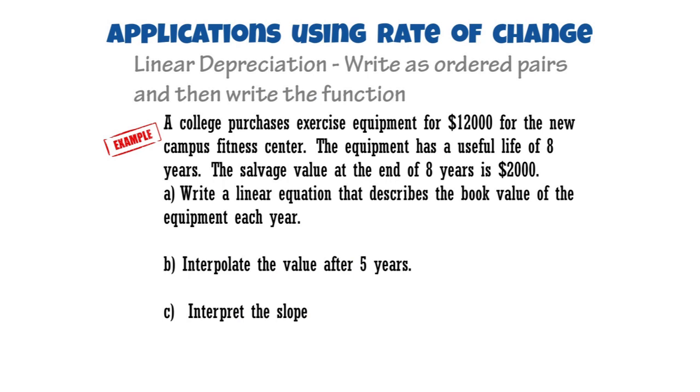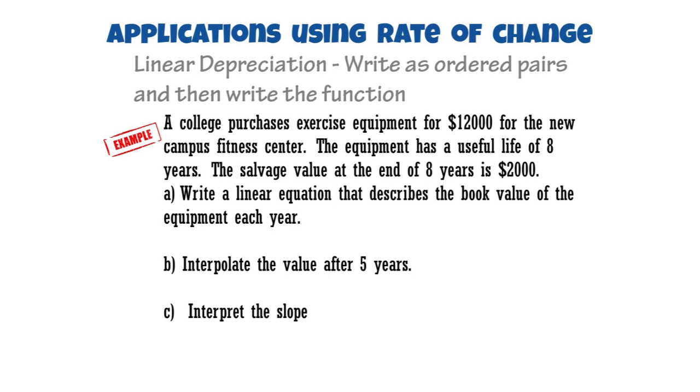All right, so let's see if we can do an application where we have to take these words and turn them into an equation. So we're doing linear depreciation. So it looks like the college bought some exercise equipment. It was $12,000. The equipment could be used for 8 years. And then the salvage value, I guess they're going to go sell it. They can get $2,000 for it at that point. So we want to write a linear equation that describes the book value of the equipment each year.